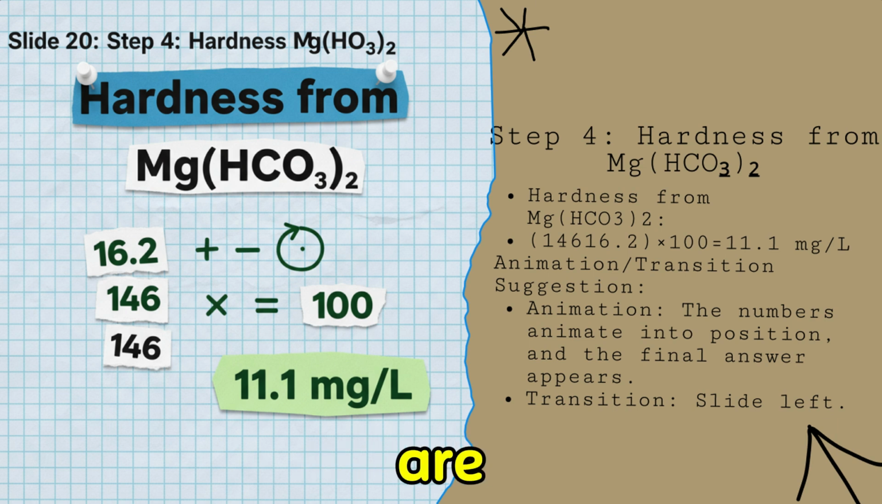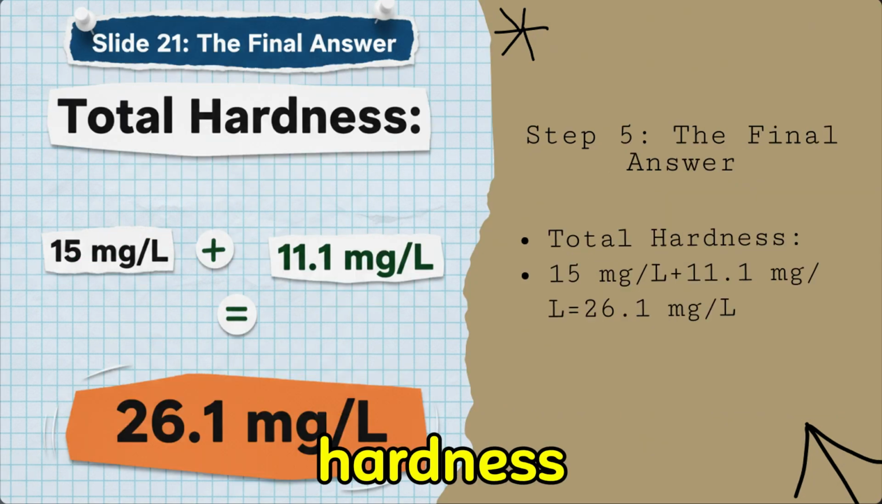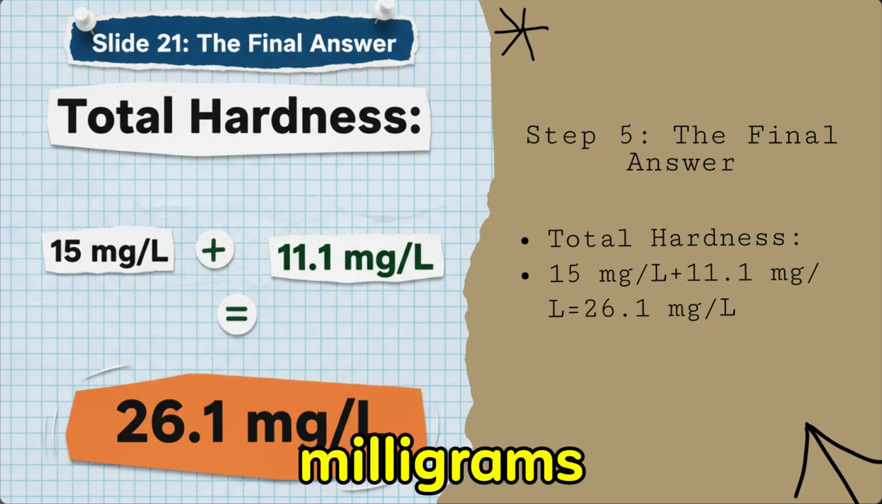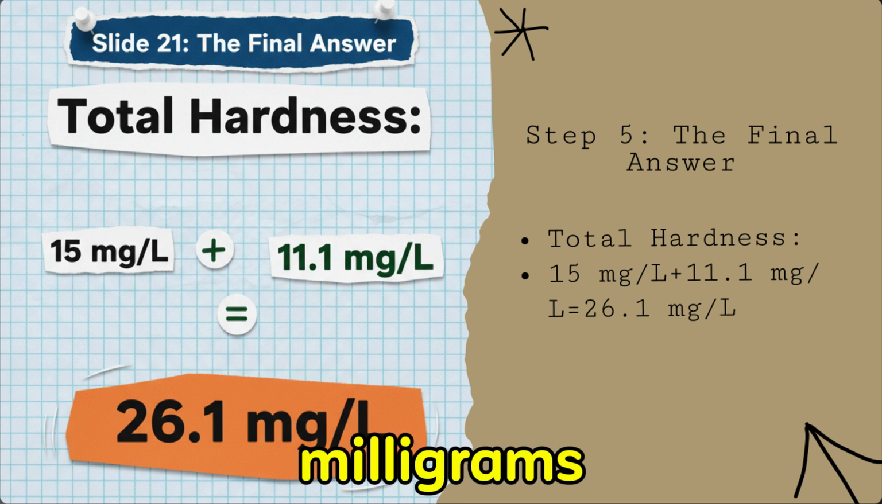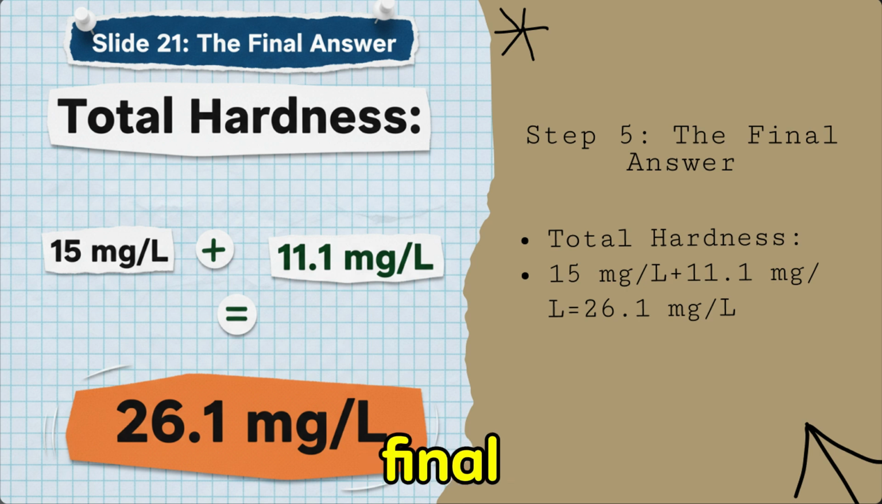Now that both salts are in the same standard unit, we can finally add them together to find the total hardness. Total hardness equals 15 milligrams per liter plus 11.1 milligrams per liter, which equals 26.1 milligrams per liter. And that's our final answer. The total hardness of the water sample is 26.1 milligrams per liter. See? Once you follow the steps, it's not so bad.